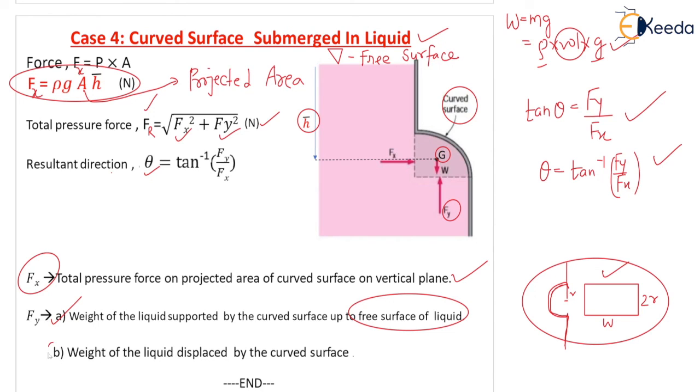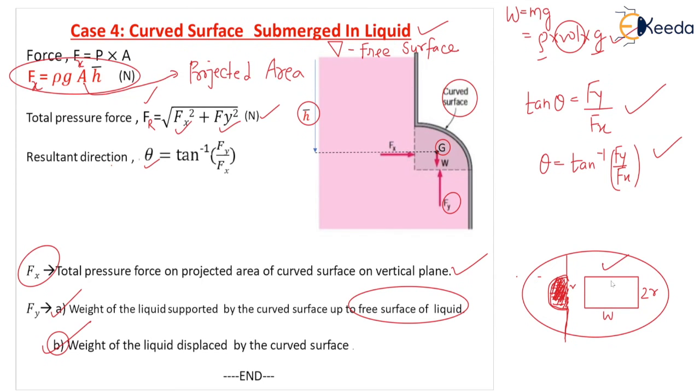The second one is the weight of the liquid displaced by the curved surface. How much liquid is displaced? Because of this curved surface, you can see this much amount of liquid is displaced. Look at this, I am drawing. I am making a hatching here, darkening the area. This darker area represents the displaced liquid. I want to find the volume of this liquid.